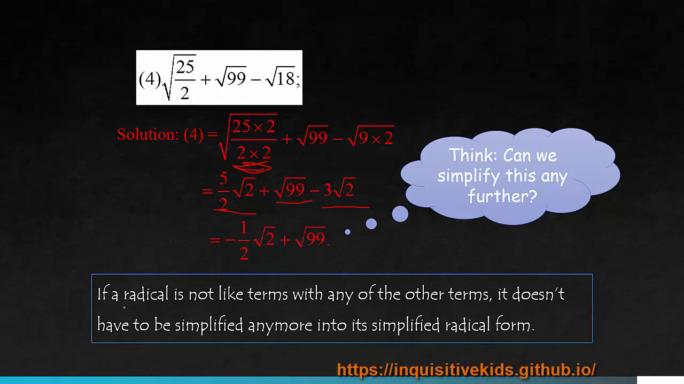Well, it says that if a radical is not like terms with any of the other terms, it doesn't have to be simplified anymore into its most simplified radical form. If you want to, you can turn this arithmetic square root of 99 into 3 times the arithmetic square root of 11. Or if you want to, you could just leave it as it is. And this is our final answer.